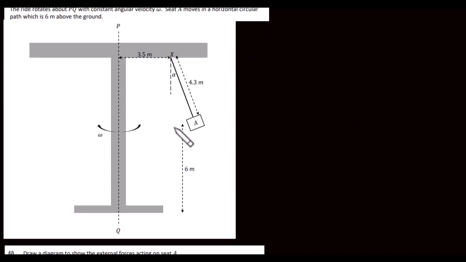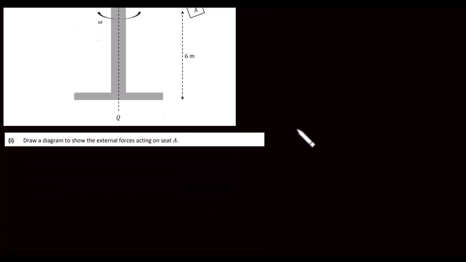Okay, so this is our diagram, or the diagram that they give us here. So it's 3.5 meters from the axis of rotation here, PQ. It's rotating around here. This is our chain, this is the seat, and this is the angle alpha here. And the length of our chain here is 4.3 meters. And the seat then is 6 meters from the ground. Okay, so let's see what we have to do first.